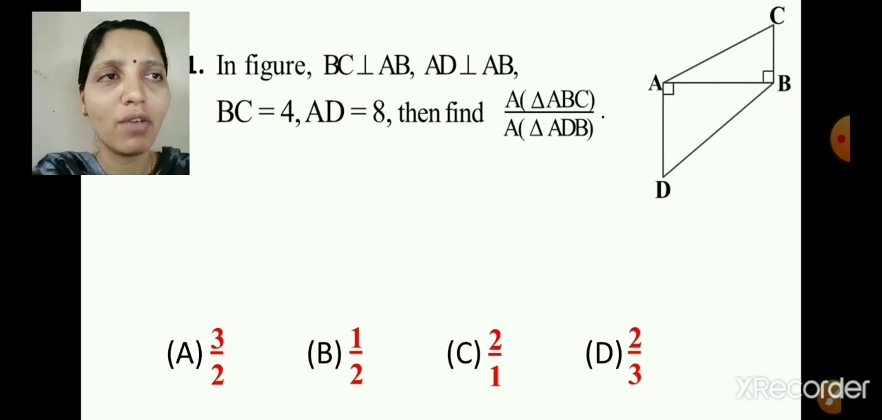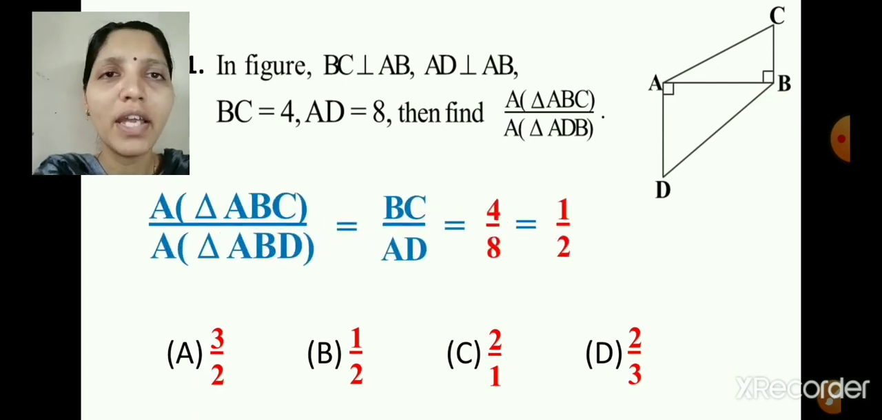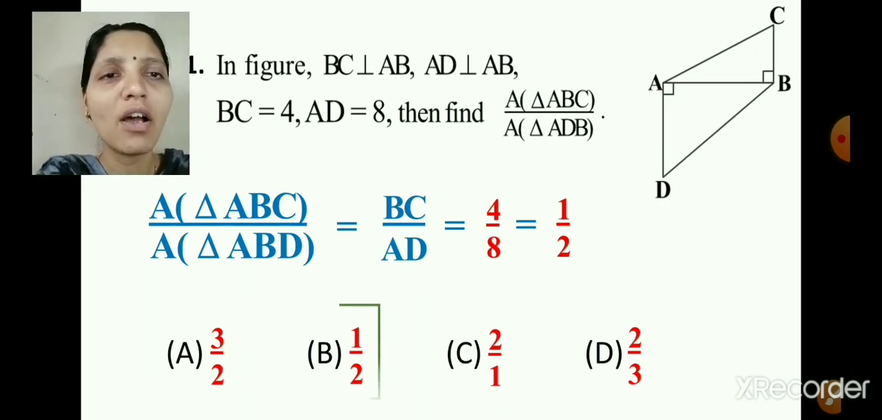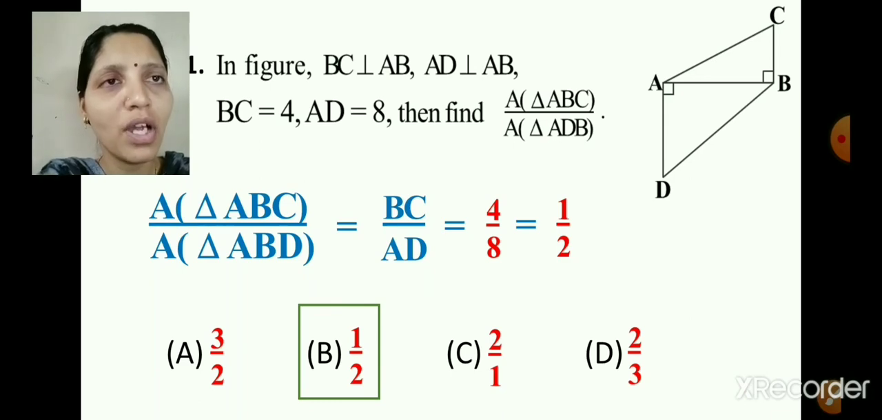So therefore, by using the formula, area of triangle ABC upon area of triangle ABD is equal to BC upon AD. Substitute the values, you will get 4 upon 8, that is equal to 1 upon 2. Hence your answer is option B, that is 1 upon 2. So this way you have to solve. Now this type of question can be asked for 2 marks.